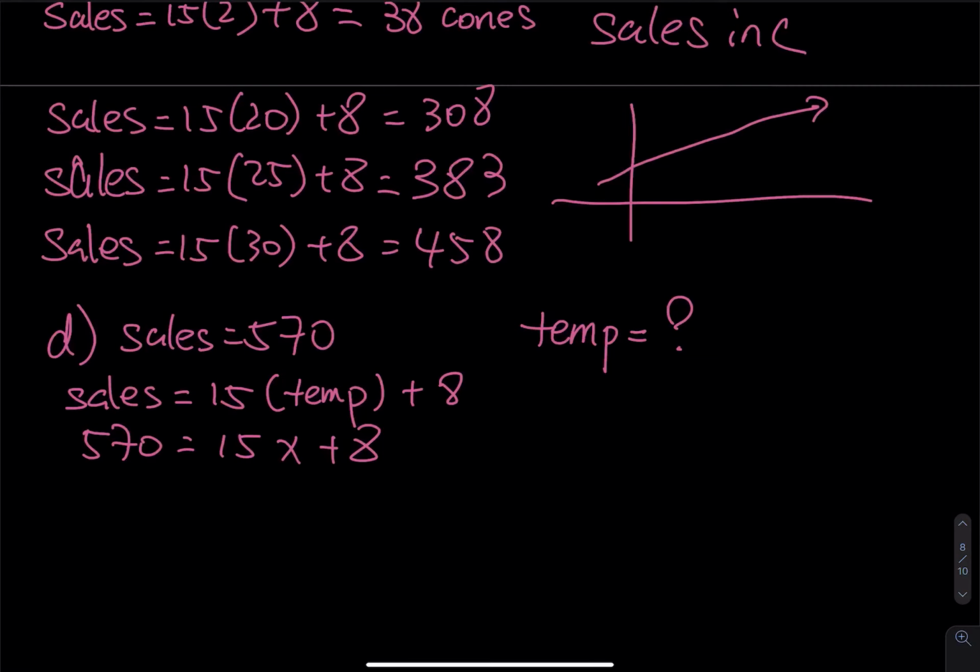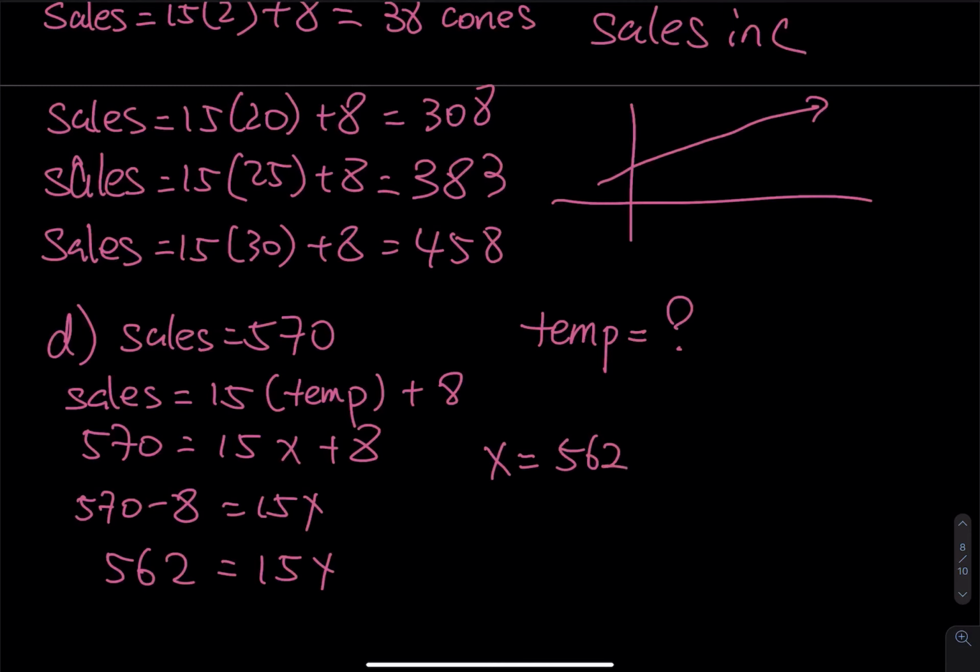So first, you take 570 minus 8 equals 15x. So 570 minus 8 gives you 562 equals 15x. And then you perform a division. x is equal to 562 divided by 15. So this one you have to do an approximation. That is around 37 degrees Celsius. So if you want to sell 570 cones in a day, you must expect that day to be about 37 degrees Celsius. Then you have a very good chance to sell 570 cones. So that's how linear models work.